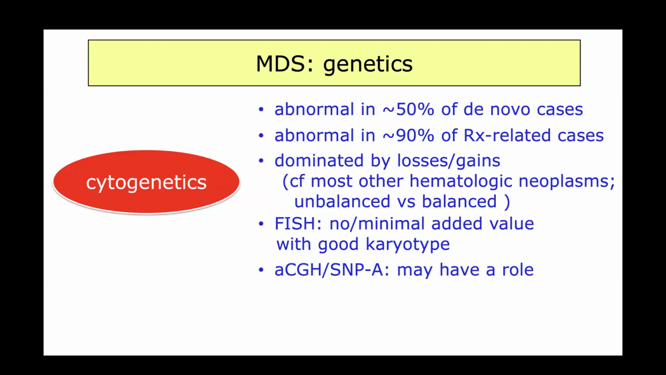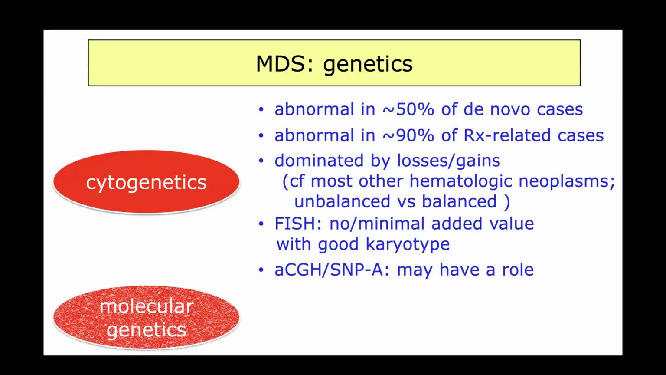Array CGH and SNP arrays may have a role, and certainly there are a lot of publications highlighting this, although this really hasn't been adopted in a widespread fashion in clinical laboratories. I certainly have no experience with this. We don't do it in our lab, but there are some reference laboratories mainly, and a couple of academic labs in the US that do this, but I think it's still a minority of institutions.